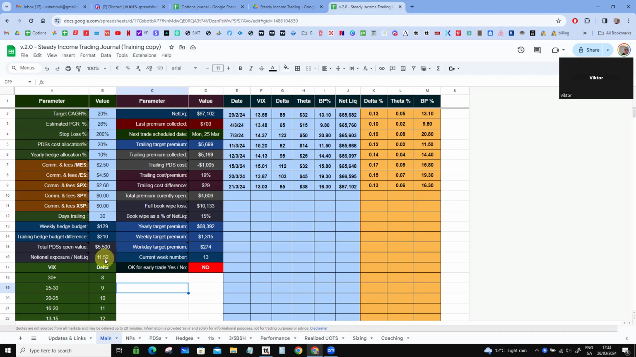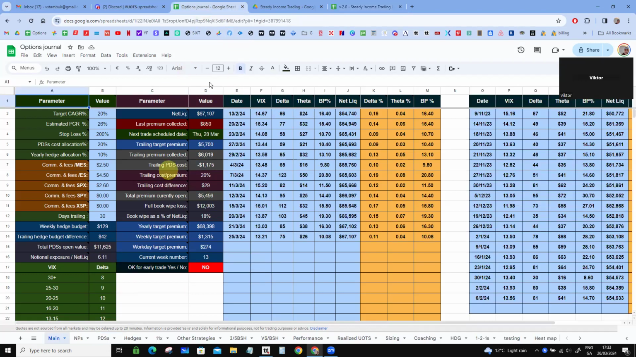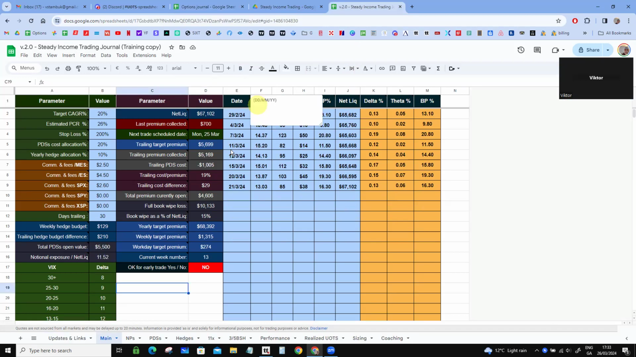So this one is at 11.5, and that's on the high side. My actual number in my spreadsheet is at 6. These are just numbers in there. They're not really up to date, so don't look at that as an accurate representation of what's going on.